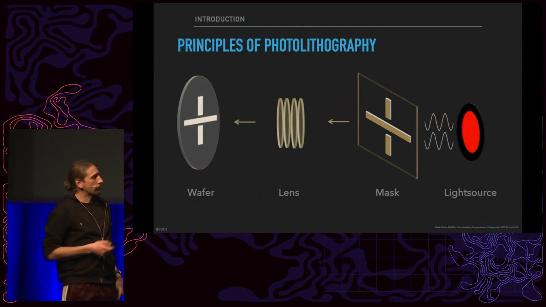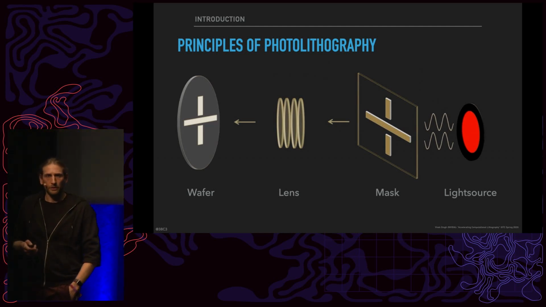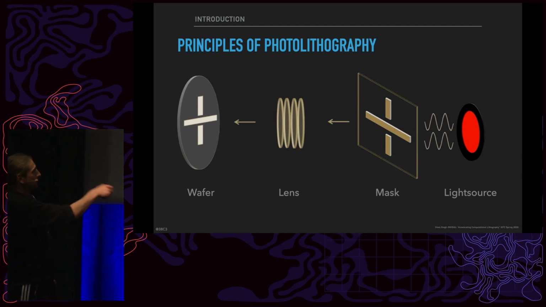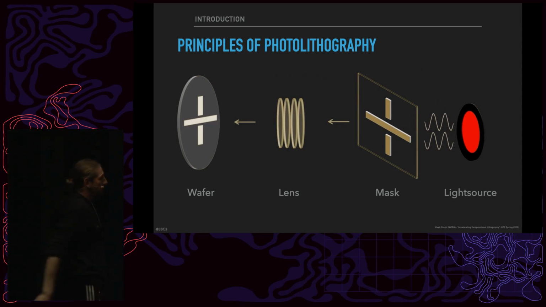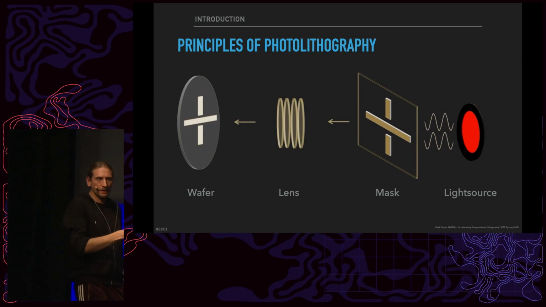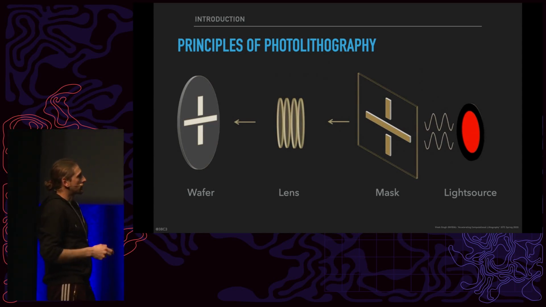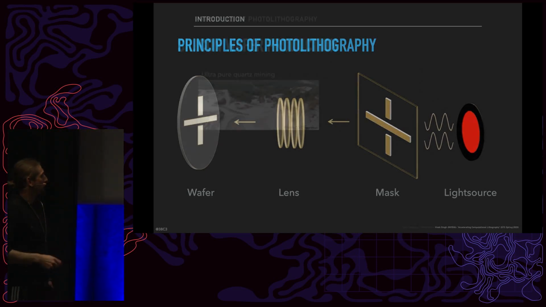It's called lithography, or photolithography, because we use light for that. We have a light source and we shine light on a mask where we have the feature that we want to print on our chip, and then we have a projection optic which projects it down to the wafer. In the following slides, I want to go through these steps, or at least some of the details of these steps, starting with the wafer.